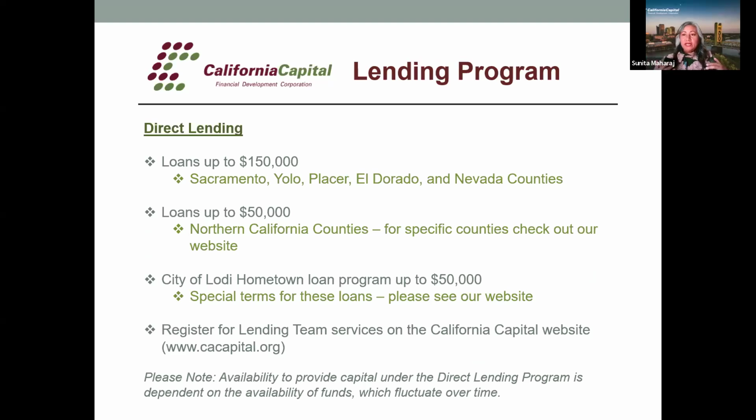The lending programs that we have here, I'm part of the direct lending program, and our loans can go up to $150,000, and that's for startups or existing businesses in the Sacramento, Yolo, Placer, El Dorado, and Nevada counties. So we are limited in where we can fund on some of our loan programs. And then we have another one that goes up to $50,000, and that's in Northern California counties. So specific counties come and go, so please check our website for the most up-to-date information, or just reach out to us and we'll be happy to help you and let you know what programs or what counties are available at that point in time.